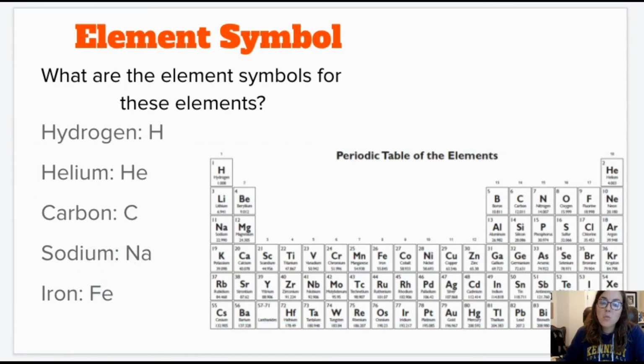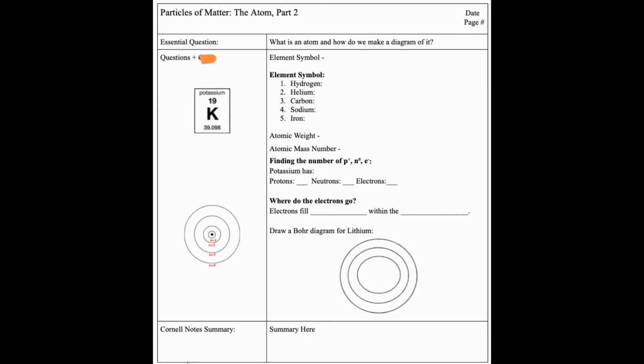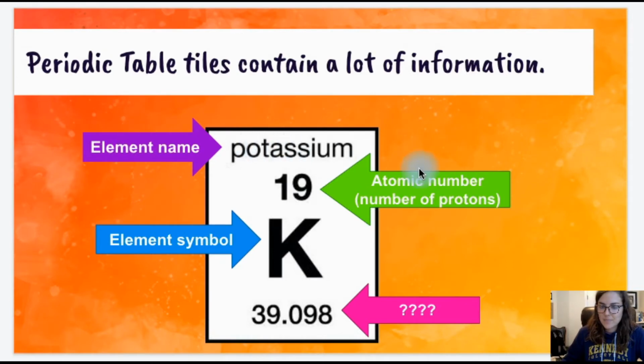So now we're going to talk about what that means. On the periodic table, the tile contains a lot of information. You should draw this tile on the left side of your notes and label the parts. Element name is potassium. Atomic number is the number of protons, 19. Element symbol for potassium is K. Seems weird, but it's probably based off of Latin. And here, this is what we're going to talk about now. Okay, so make sure you've drawn this and labeled it.